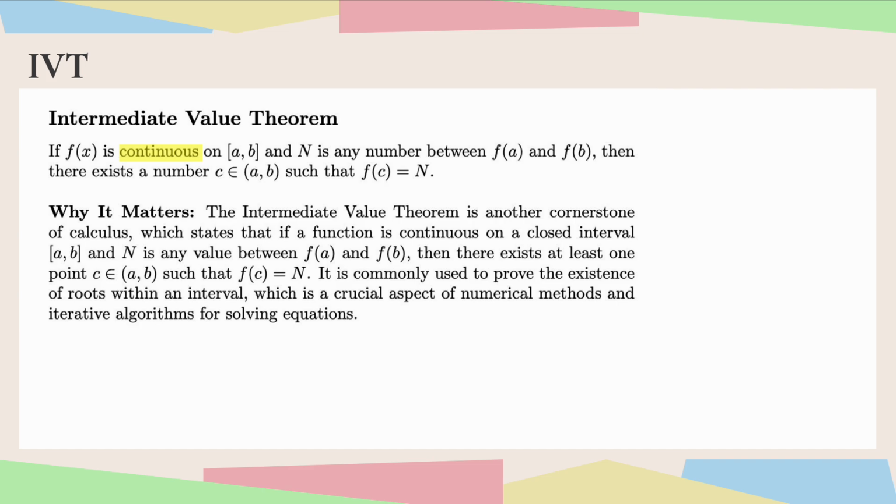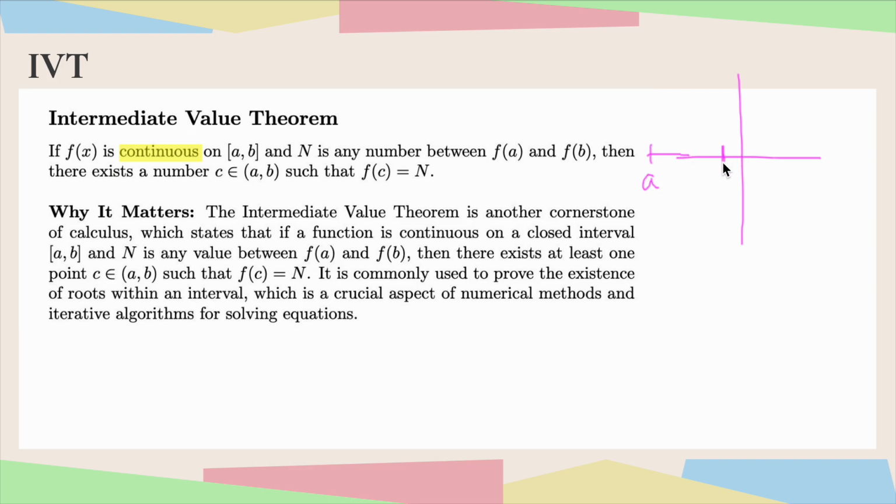So this sounds like a bunch of gibberish, but let's go ahead and break this down with a quick little picture. First things first, you have to note this. This is the most important part that I've highlighted here. The function must be continuous in order to apply the intermediate value theorem. And so now let's go through what this may mean.